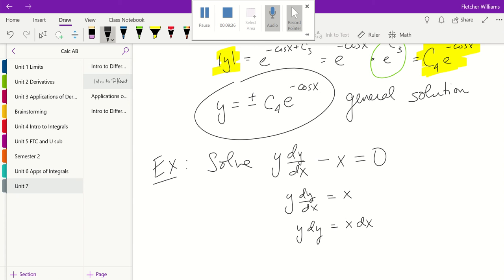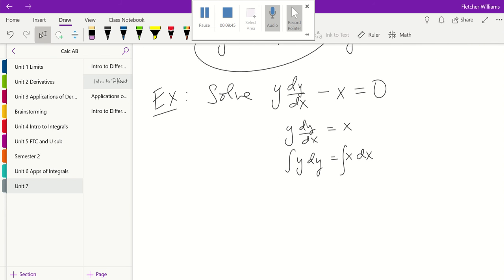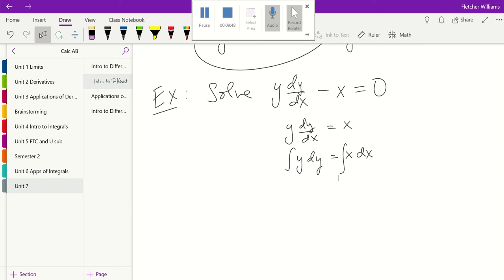Okay, y's are together, x's are together. Let's integrate. Alright. On the left side we've got 1/2 y squared plus c equals 1/2 x squared plus c. And if you just keep in mind that there has to be some constant added, you can just drop one of them, right? You could just drop the one on the left because you'll still have some constant accounted for.